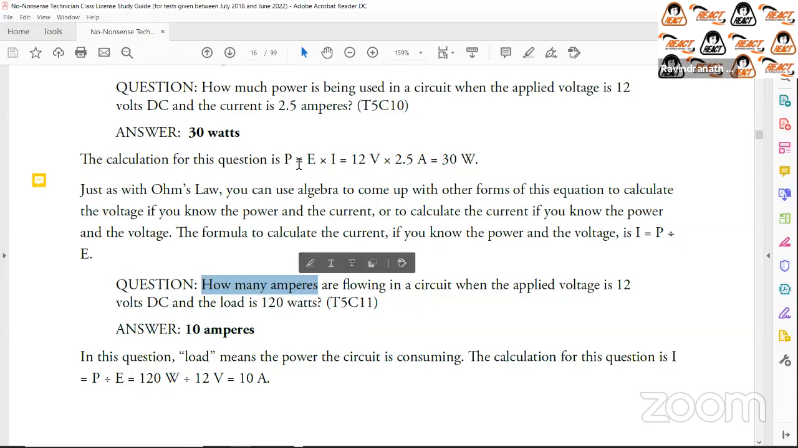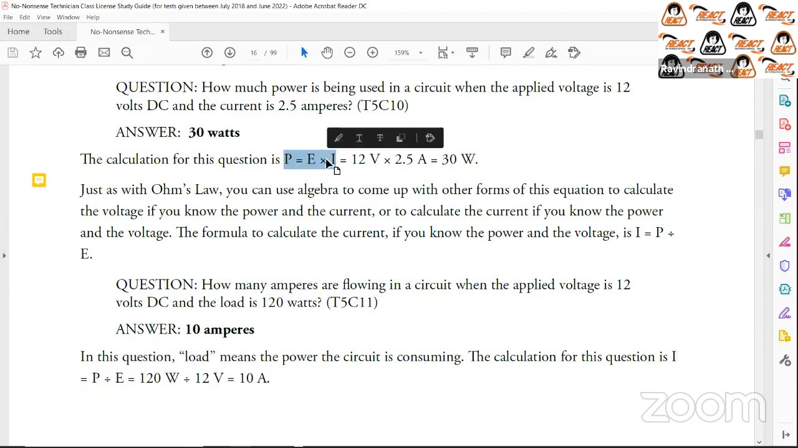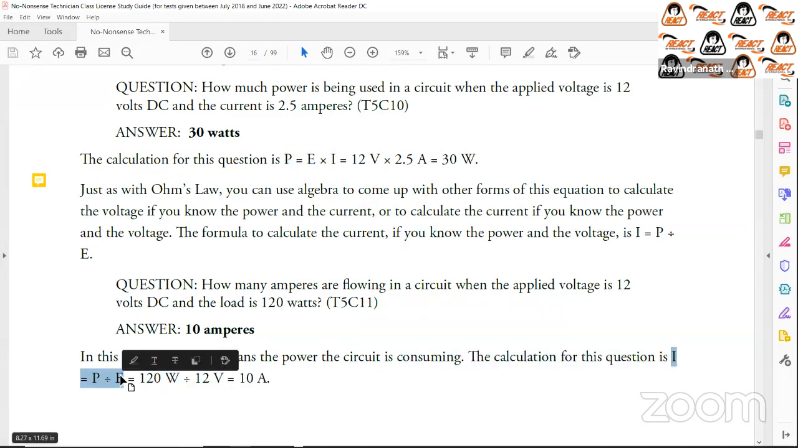So all we need to solve for is the current. But if we look at our power formula, we see P is equal to E multiplied by I. When we manipulate algebraically, we end up with I is equal to P divided by E, or I is equal to P over E. So all we need to do once we have moved around the terms to solve for I is to plug the information into the new formula. I is equal to P divided by E to solve for I, which is the current.